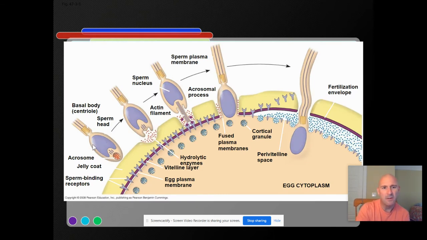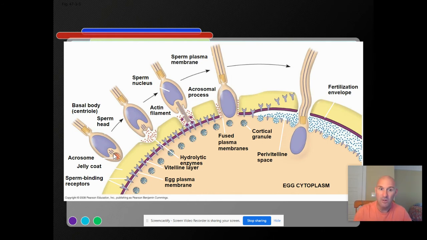So here's the sperm that's trying to enter the egg, and you see there's a jelly coat here, and then there are receptors that the sperm needs to bind to. Once that sperm binds to receptors, all the sperm is doing is allowing its nucleus to enter. But in that process, it needs to get through that jelly coat, and that's where this acrosome comes into play. This is a bunch of hydrolytic enzymes.